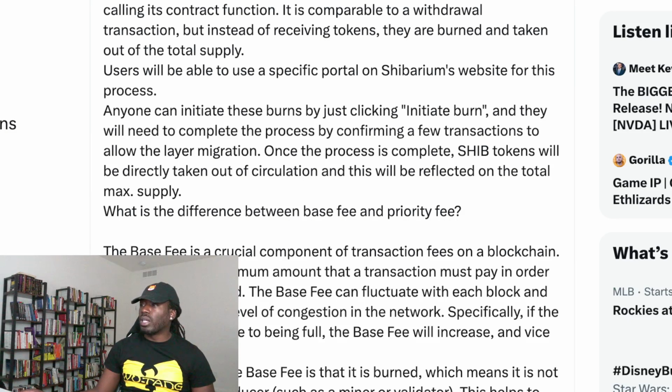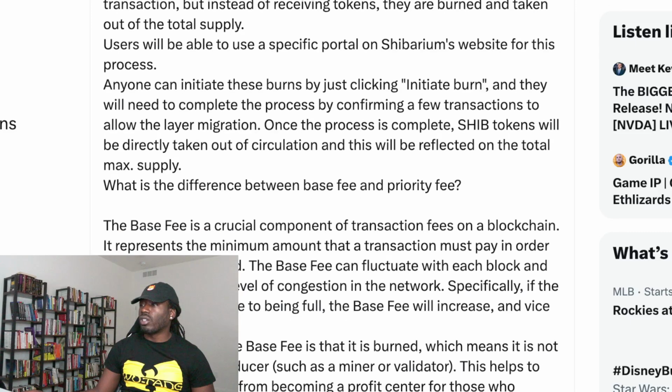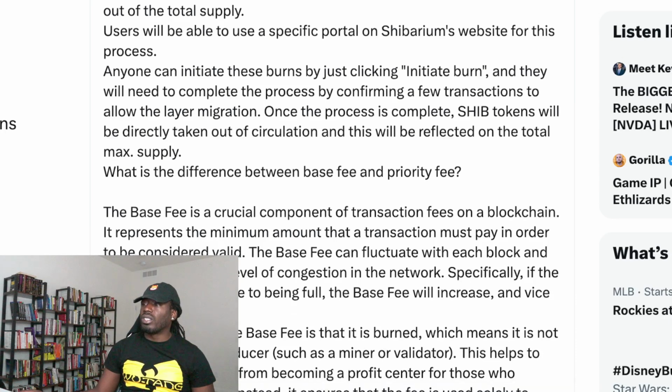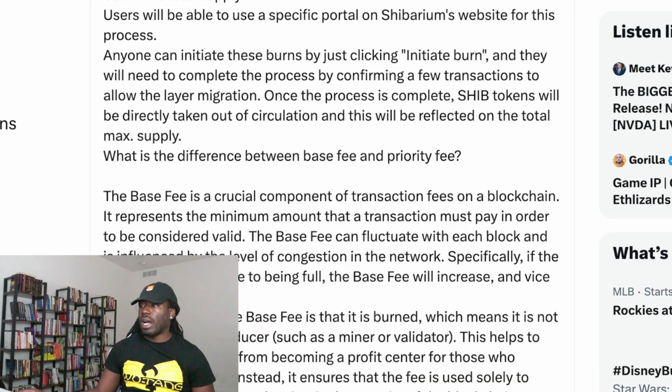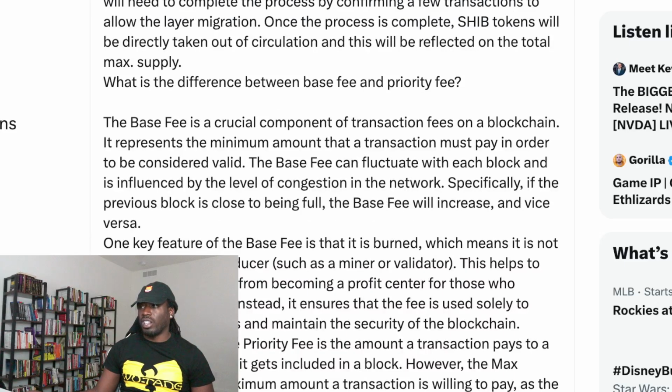Once the process is complete, SHIB tokens will be directly taken out of circulation, and this will be reflected in the total max supply. What is the difference between the base fee and priority fee? This is a part where a lot of people get confused.